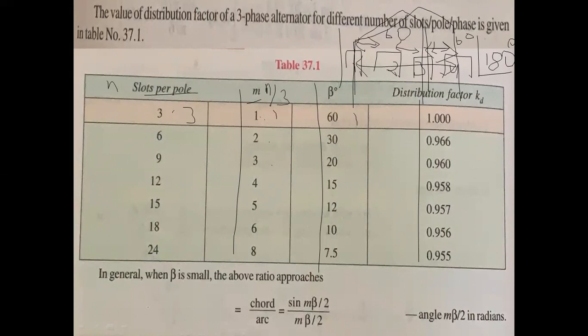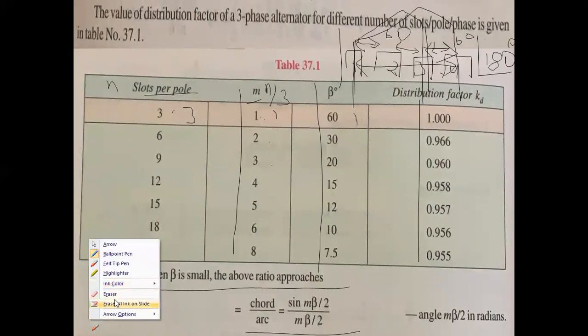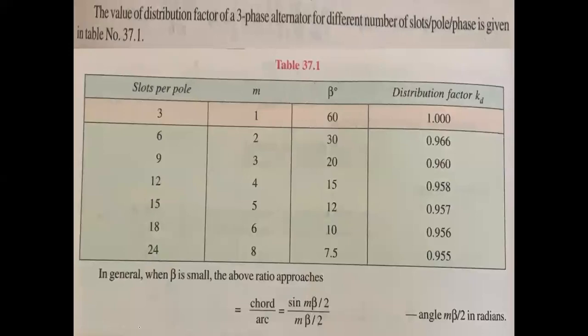Okay. So in general, when beta is small, I can write the simple formula sin(m beta by 2) by m sin(beta by 2), where the angle m beta by 2 is in radians. Okay, so this is all about the distribution factor.